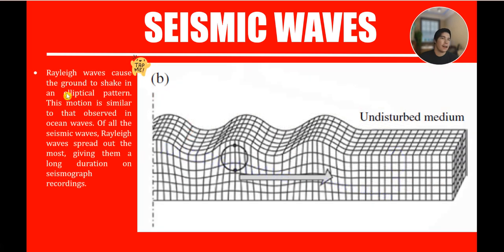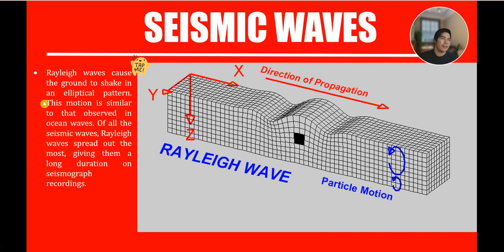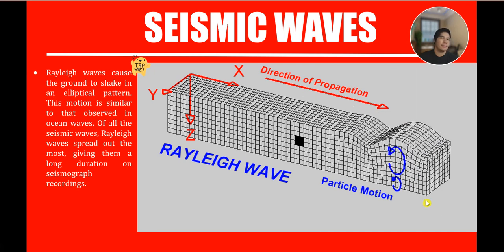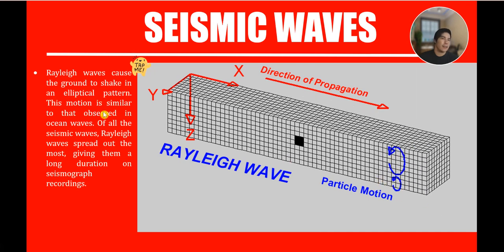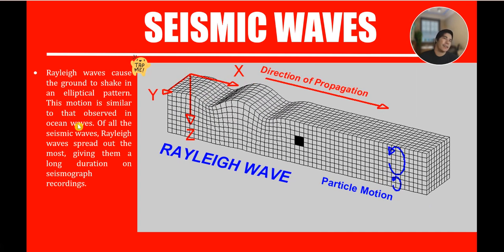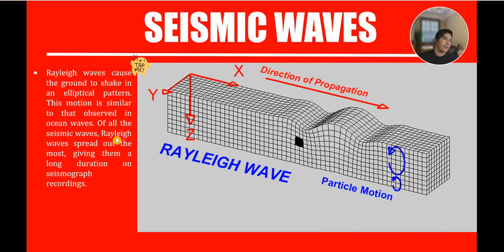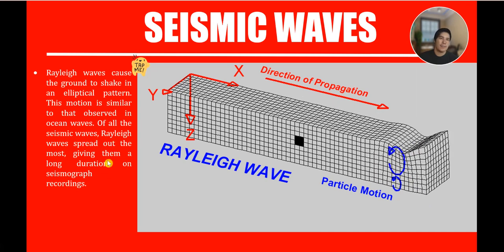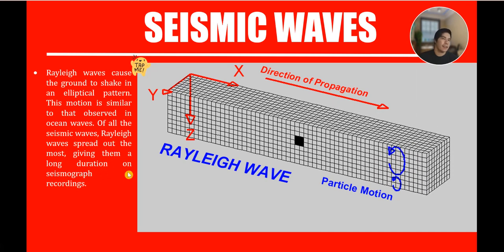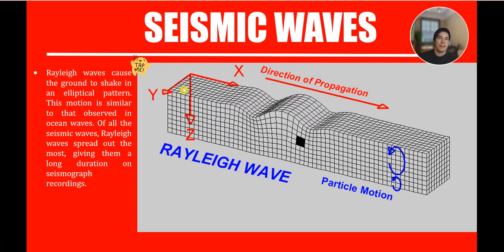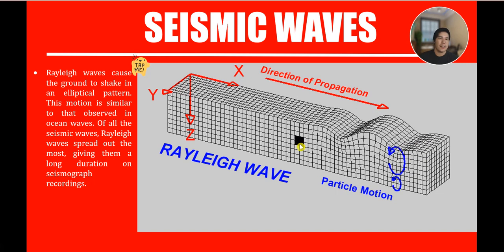So Rayleigh wave causes the ground to shake in an elliptical pattern. So somewhat circular yung pattern niya. So this motion is similar to that observed in the ocean waves. So of all the seismic waves, Rayleigh waves spread out the most, giving them a long duration on the seismograph recordings. So makikita natin yan yung particle motion niya.